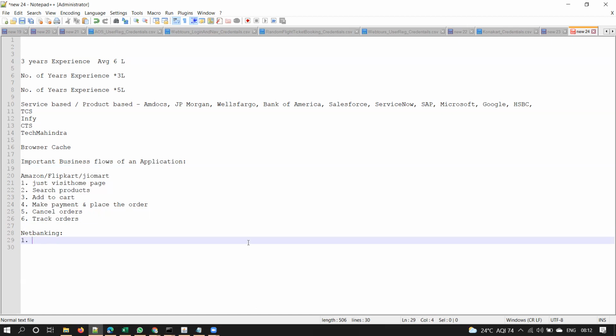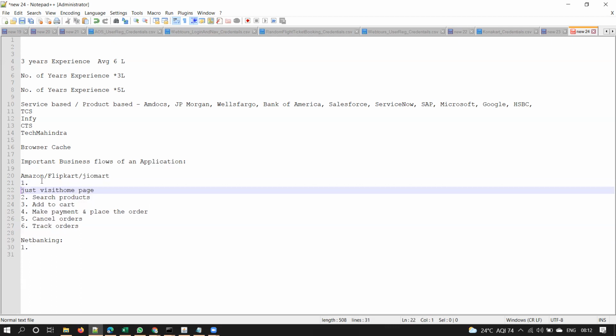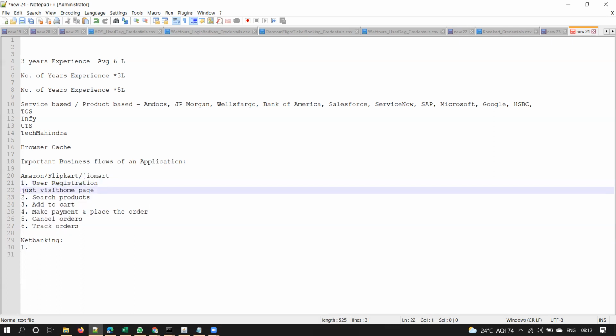Now, first of all, one more thing: we have to create a user ID. That is important. To use any application, first of all, you have to create a user ID. That is user registration, isn't it? Yes or no? Yes.